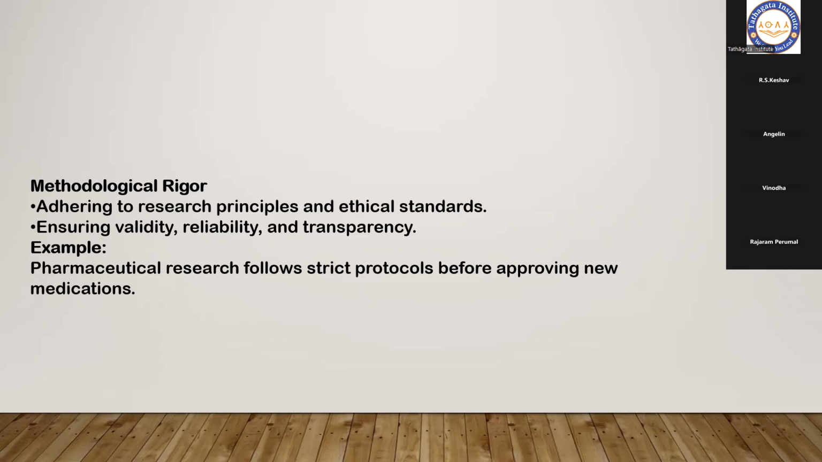These are the only things which help us to identify a research as a good one. So there should be validity, there should be reliability, there should be transparency. A pharmaceutical research follows strict protocols before approving new medications.